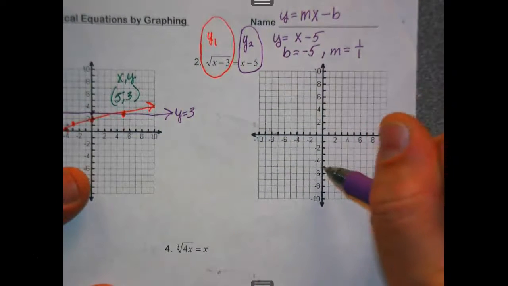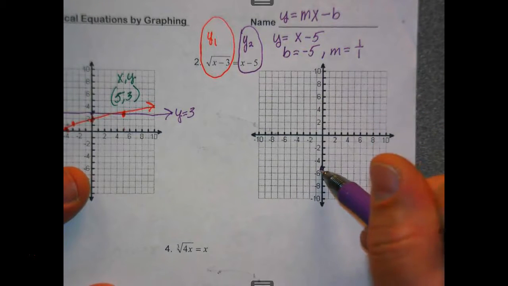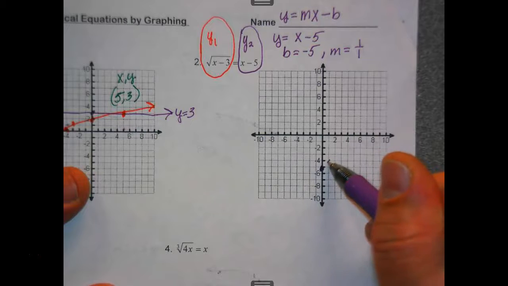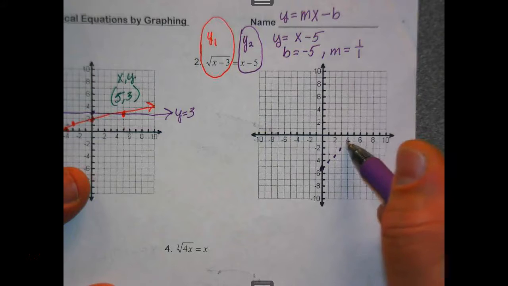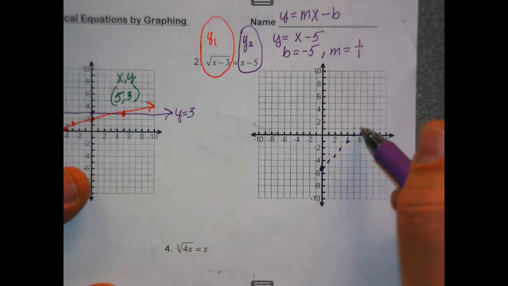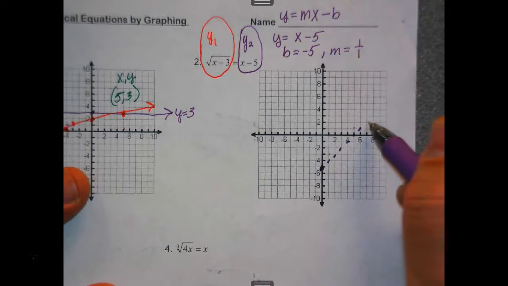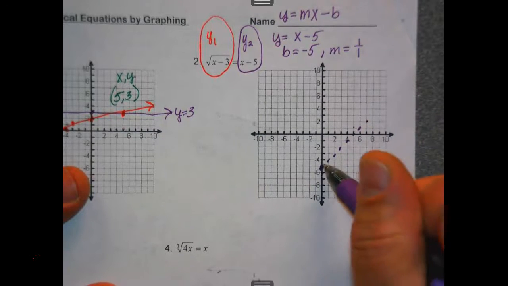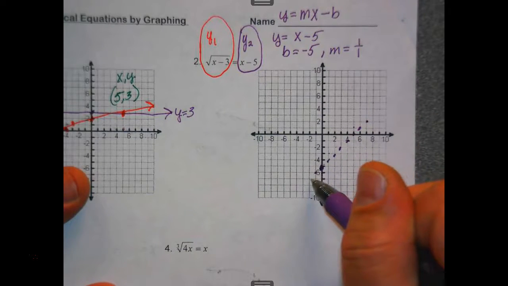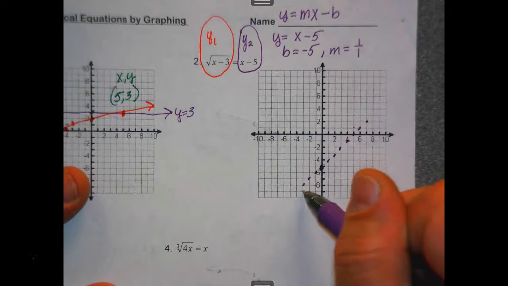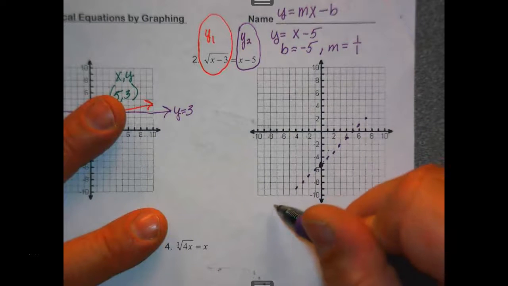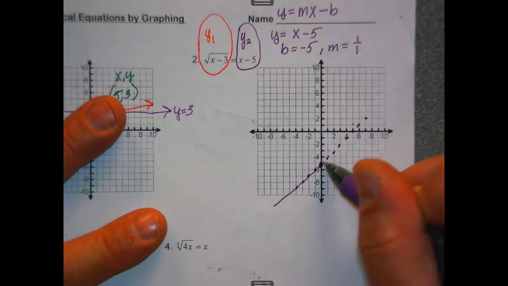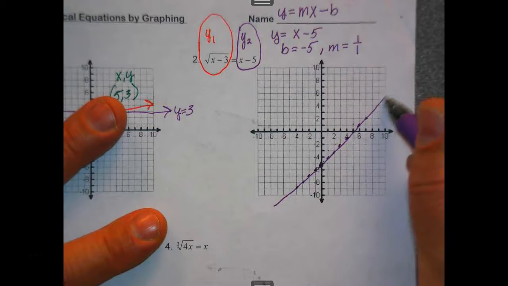Okay, so I start at the y-intercept, negative 5. My slope is 1 over 1. Up 1, over 1, up 1, over 1, and so on. Or I can go down 1 to the left 1, down 1 to the left 1, and so on. Right? So here's my y2 function, the line.